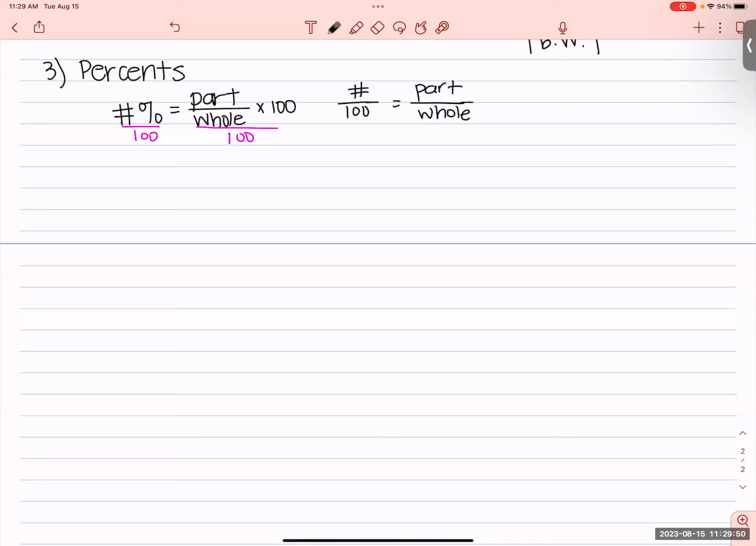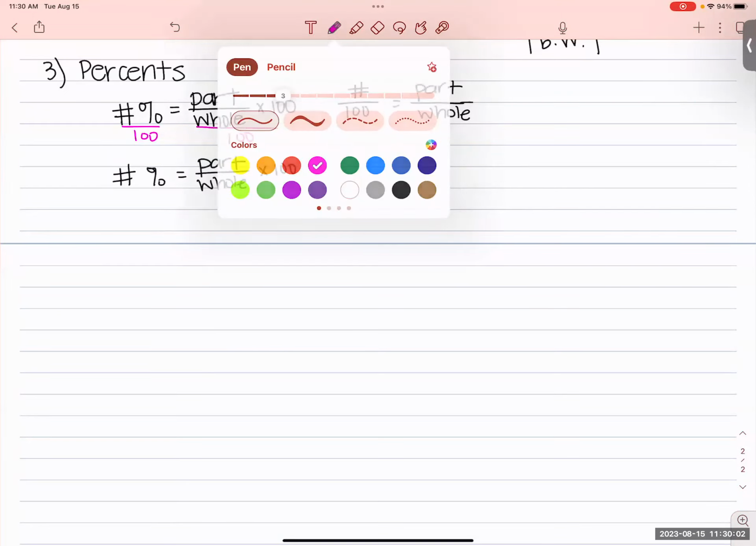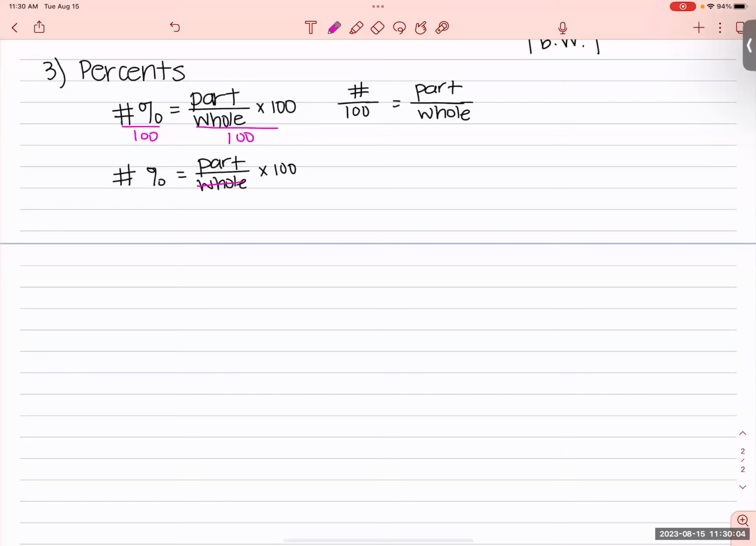Another thing that I like to do to turn a percent into a conversion easily, and to get rid of this 100 here, is to just assume that the whole is 100. Because if the whole is 100, now the part is equal to the number, because the 100s would cancel out and I'm left with the number equals the part. And so let's look at an example to make this a little more clear.